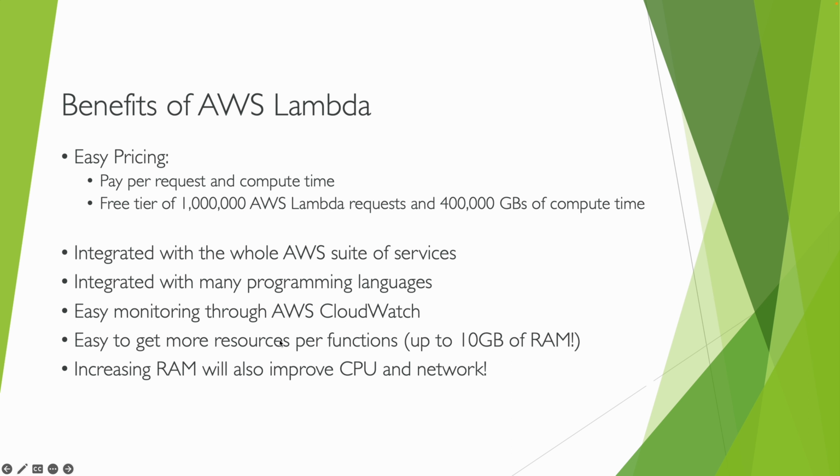It is also easy to get more resources per function. Whenever you want to increase the resources for these functions, to make them highly available and run fast, you can scale. You have predefined configurations where you can update your RAM up to 10 GB. Increasing RAM will also improve CPU and network, meaning if you increase the RAM size, it automatically increases the CPU and network throughput. This will give you better output whenever there is a peak load on your AWS Lambda function.